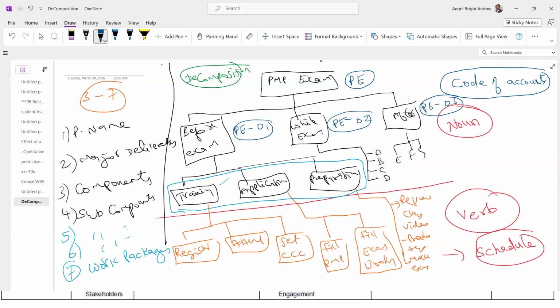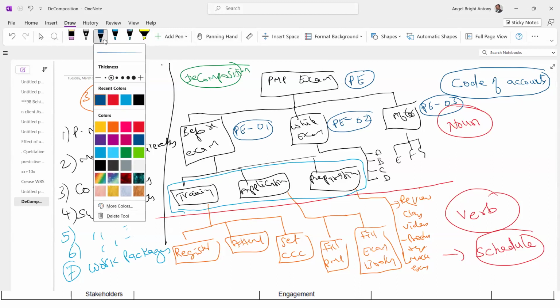So someone having a look into that will easily understand, okay, these are level 2 elements. Under P, P is your project name or project code, project ID, PMP exam here. Type in the chat box. If you follow this format, what will be the ID for training?